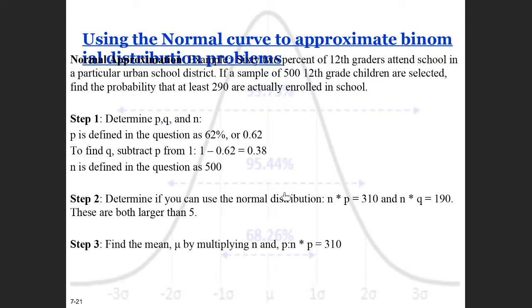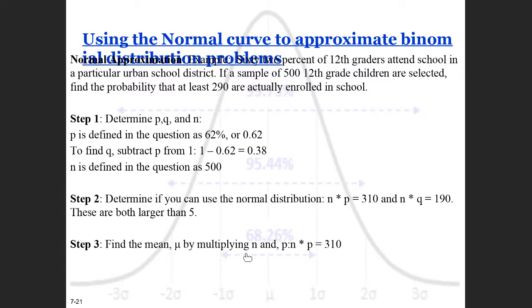That's your sample. Step 2, you determine if you can use the normal distribution. n times p equals 310, and n times q equals 190. And what does that add up to? Anybody? 190 plus 310? Hello, anybody out there? What is 190 plus 310? 500, that's our sample, okay? Because these should always add up.